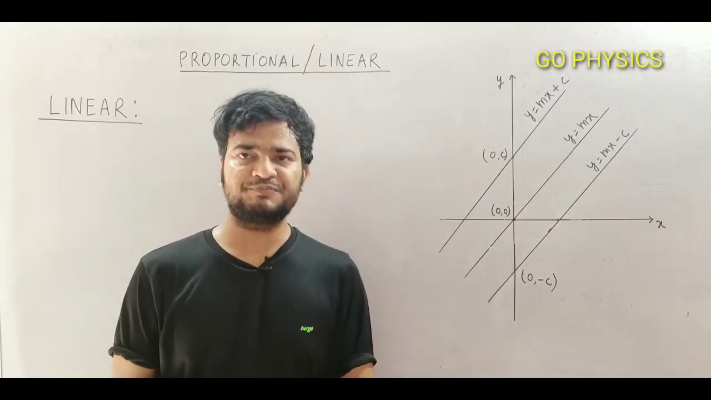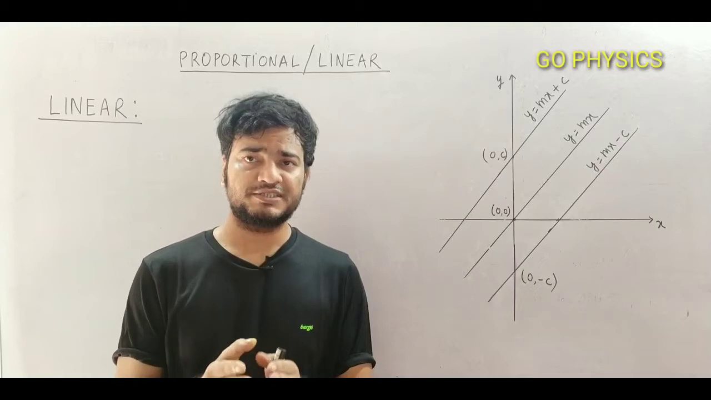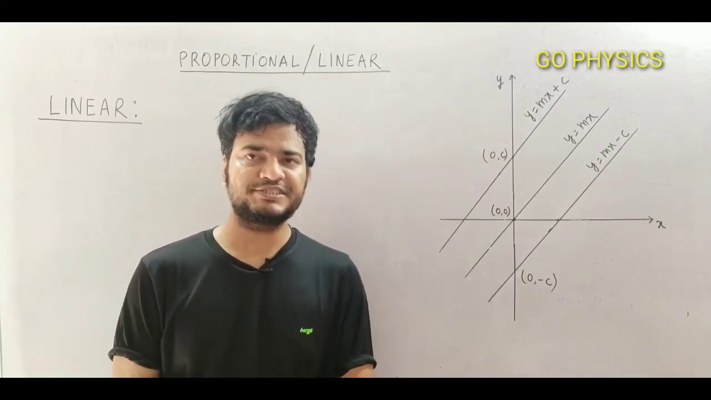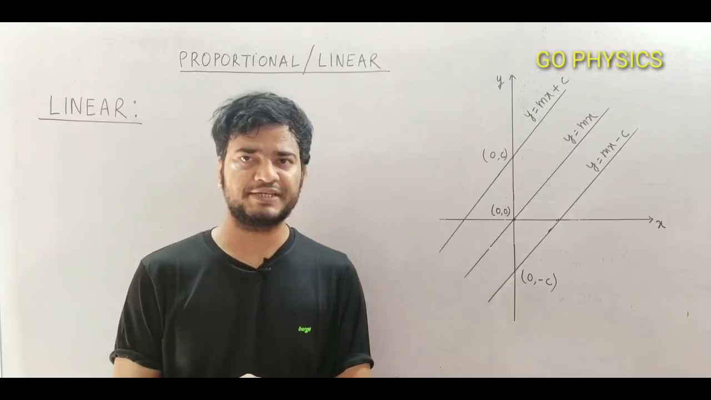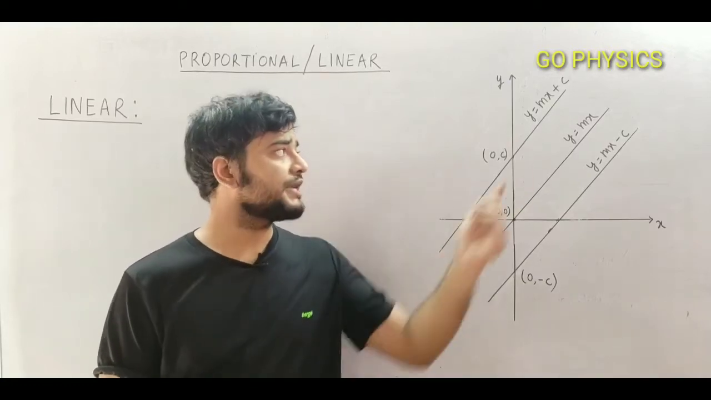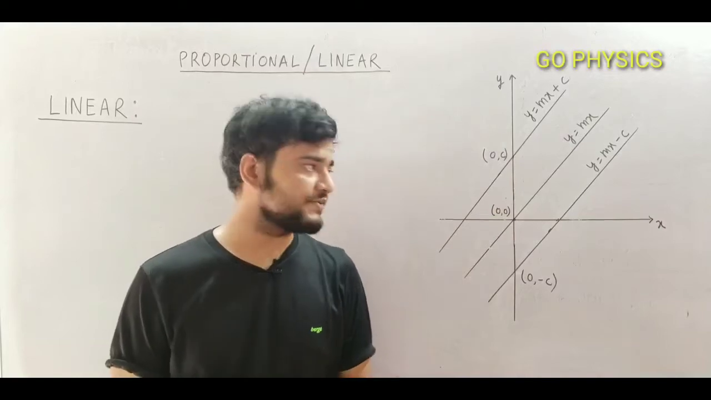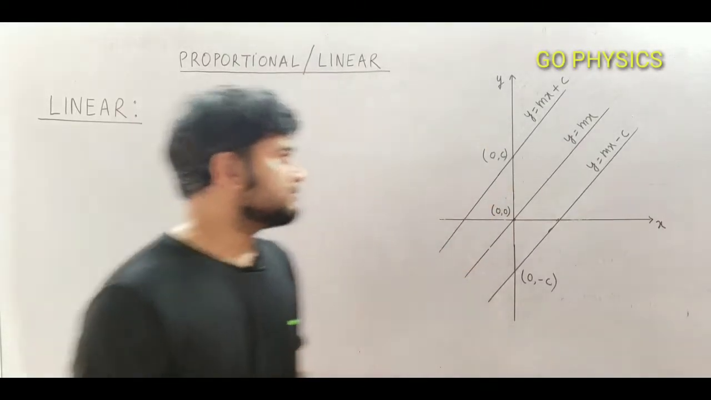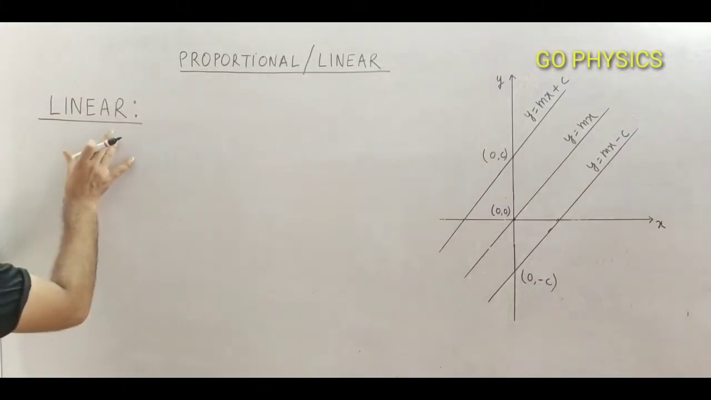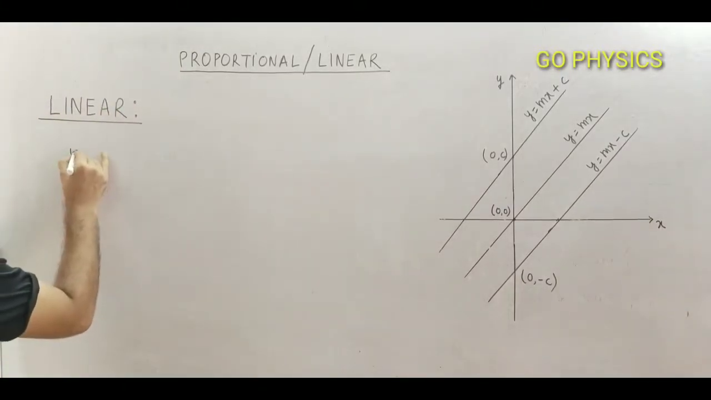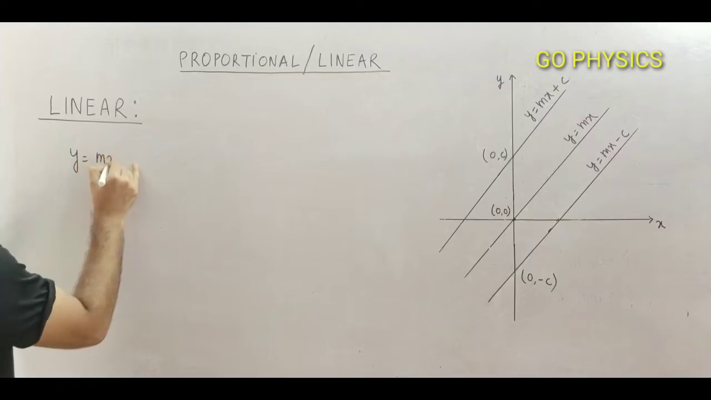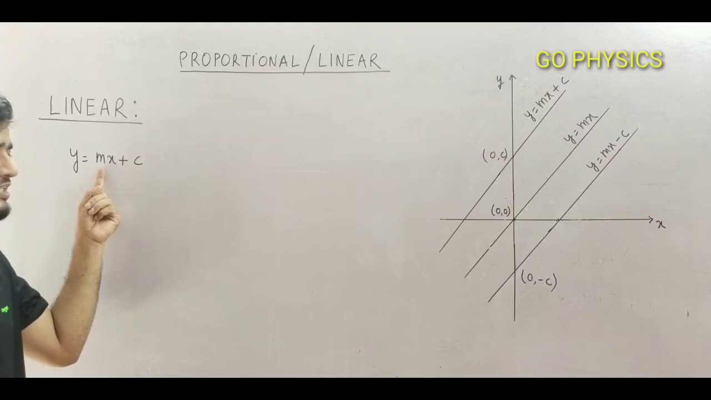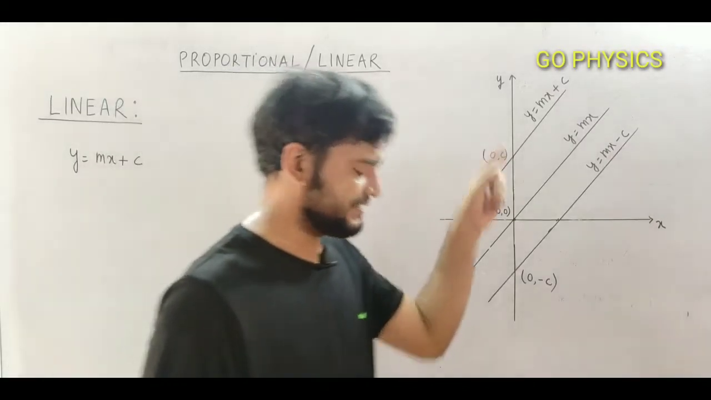A linear relationship is used to describe a straight line relationship between two variables. A linear relationship can be either expressed mathematically by the equation y equal to mx plus c, or graphically with the help of a straight line. So mathematically a linear relationship can be expressed as y equal to mx plus c. In this equation, m is the slope of the line.